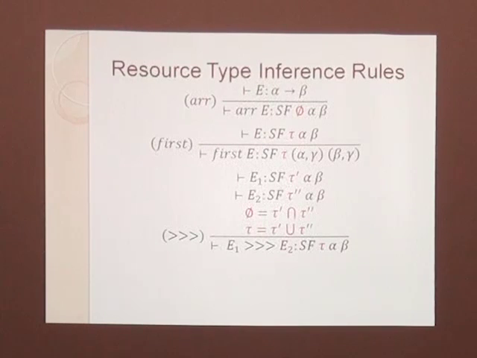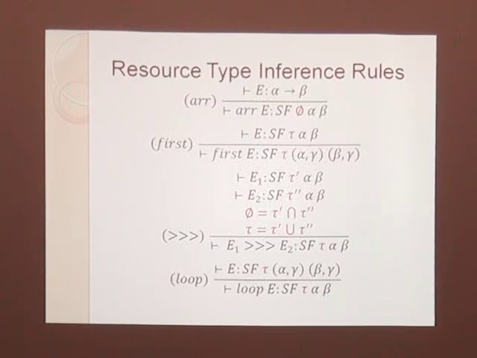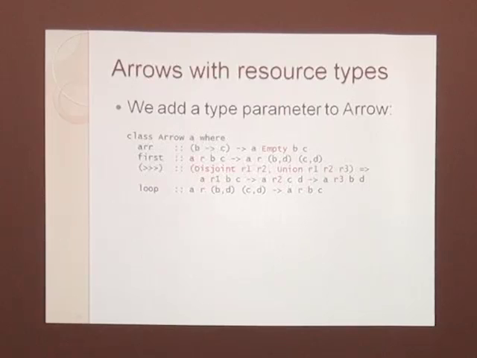And we want the output to be the union. And then loop is also not very exciting. Just whatever is being looped is going to remain with those resource types. So now we get to some type code. This is what would happen when you add in the resource types to the arrow class.